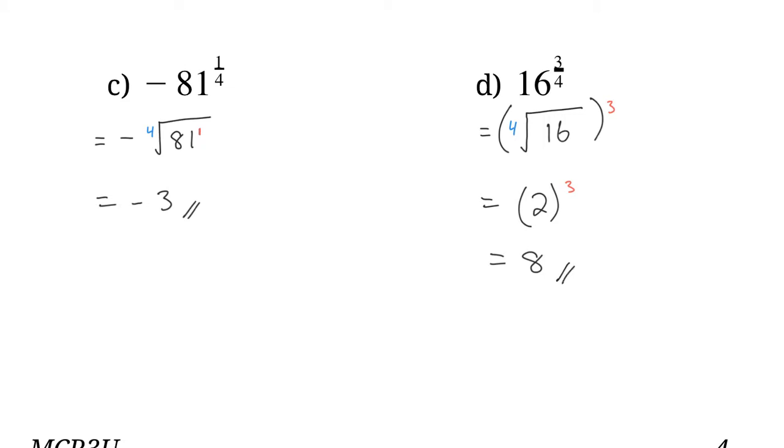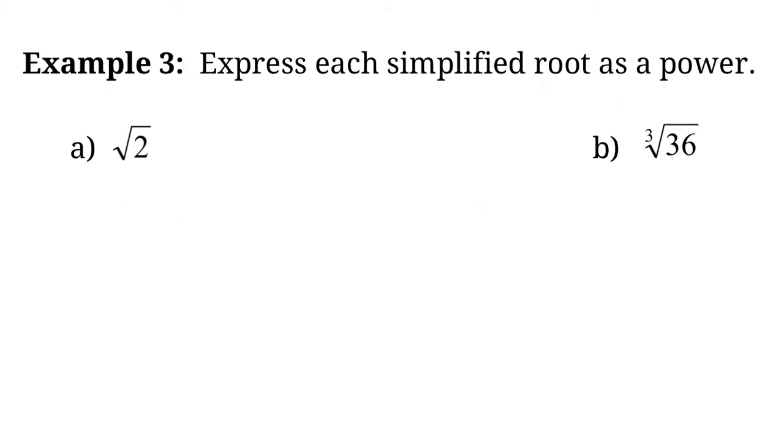Now you could have written the power of 3 on the inside of the radical and done 16 to the power of 3 and then done the fourth root. You would get the exact same answer, but doing it this way was a little bit more convenient for this number because I already knew the fourth root of 16 was 2, so it just made it a little bit easier. In the next example, we're going to express each simplified root as a power.